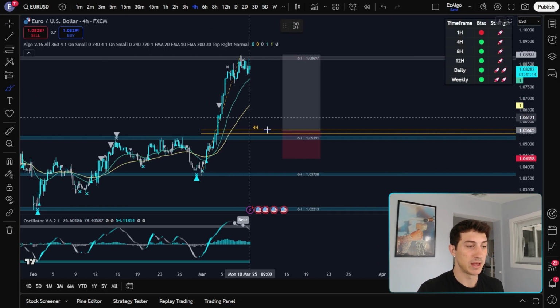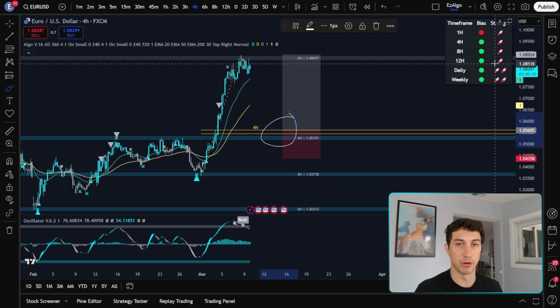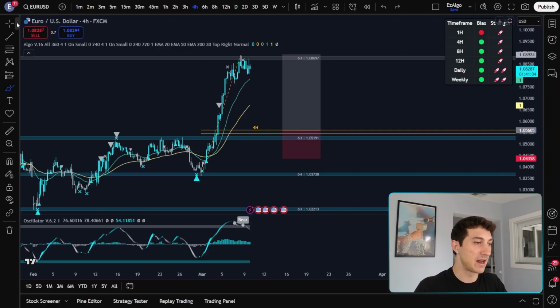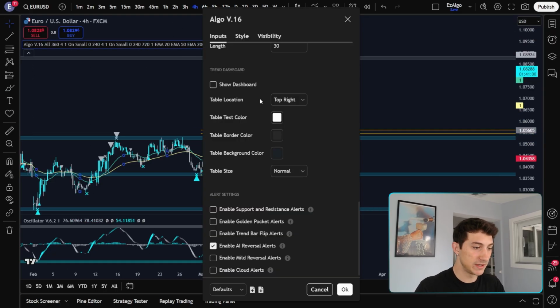So for example, if I'm looking for longs, I want the trend dashboard to be bullish. Okay, very simple. If this is all red, I want to look for short positions. Longs are probably not high probability in that environment. So that's it for the inputs of EzAlgo V16.